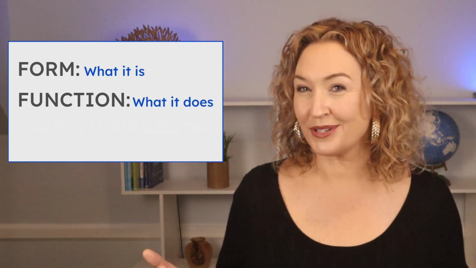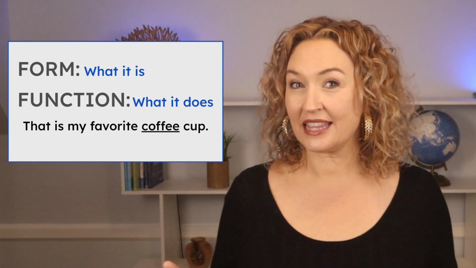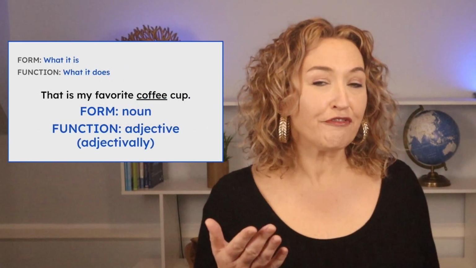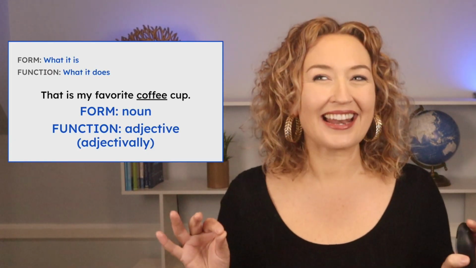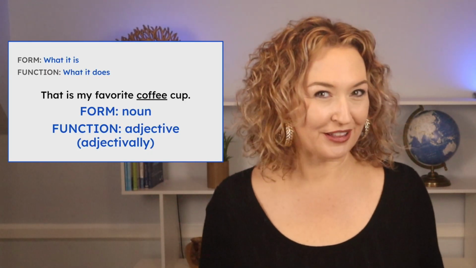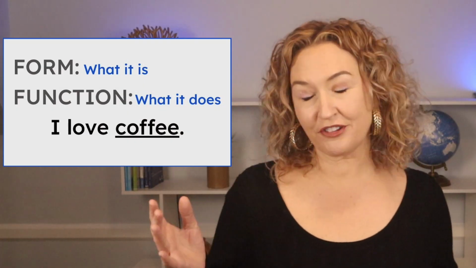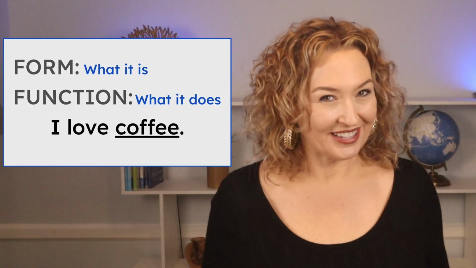Form is what a word is, what its label is. Function is what the word is doing in the context in which we find it. So when we say that is my favorite coffee cup, the form is a noun, but it is functioning like an adjective because it's telling us which cup specifically. Just as a side note, important to note, sometimes form and function can be the same thing, as we see in this sentence, I love coffee.